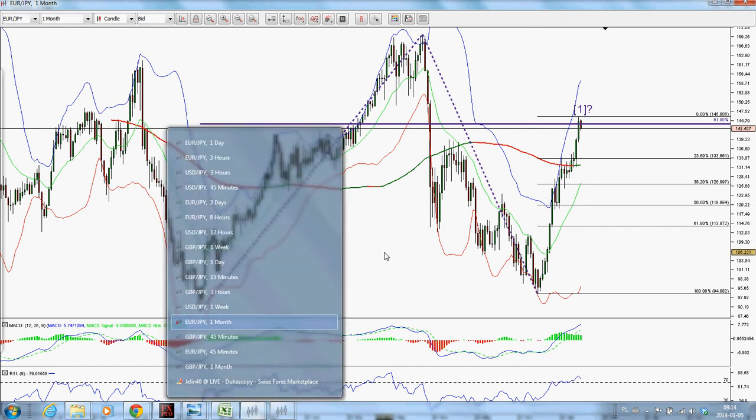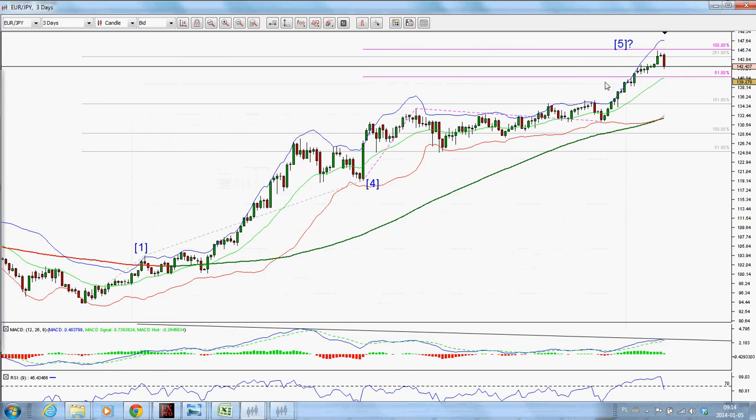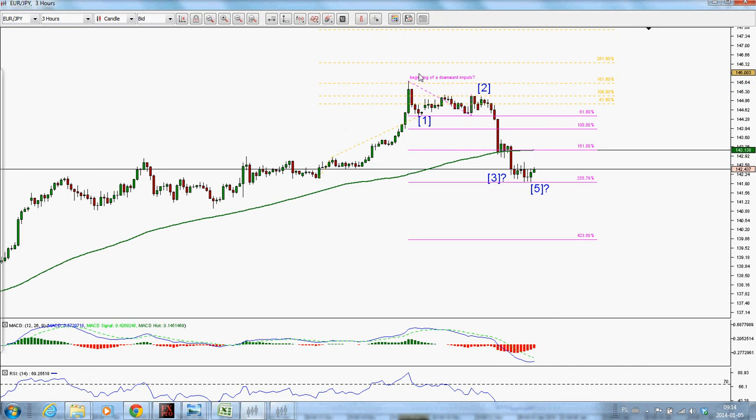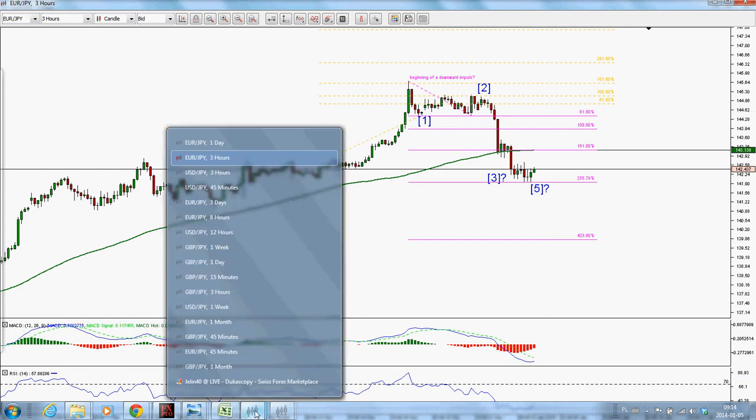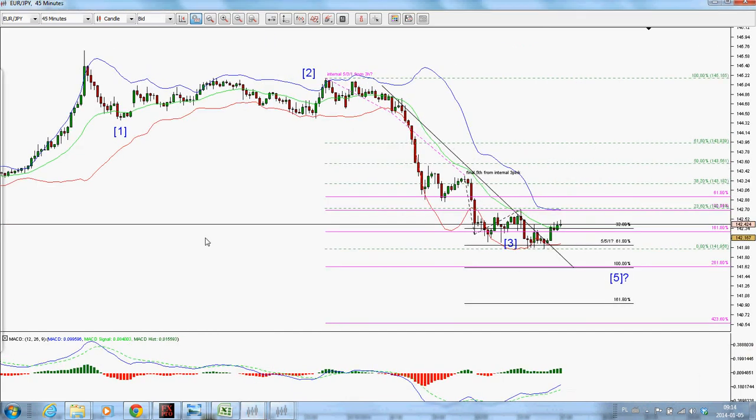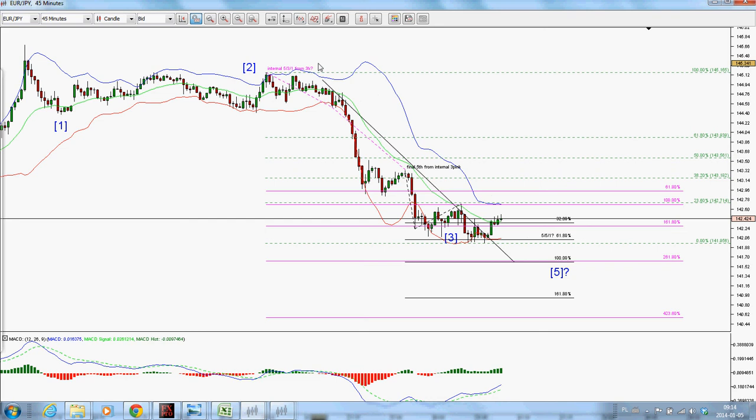But it looks like we had a 5-wave development finished. And coming back to the 3 hours chart, I ask myself what is the beginning of a downward impulse. 1, 2, 3, 4, and 5. I've got it in more detail on the 45 minutes chart.